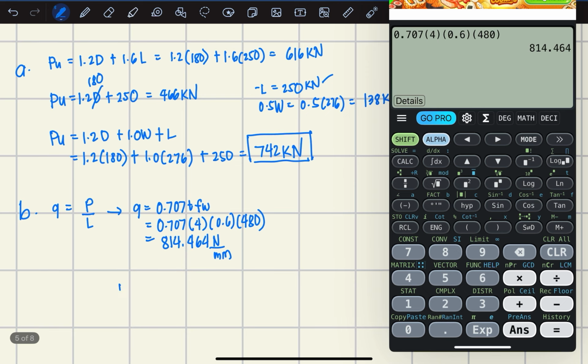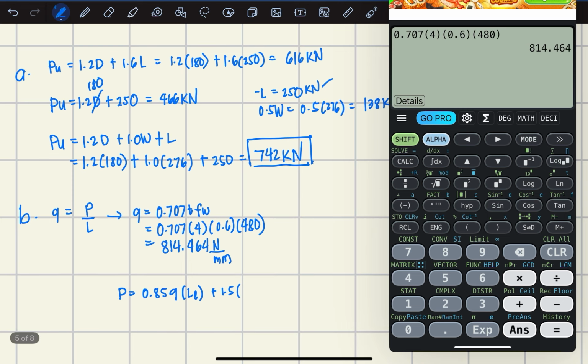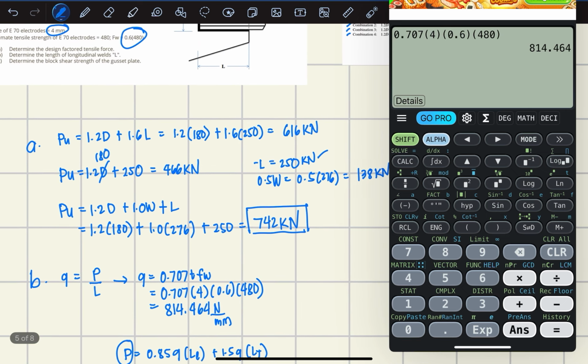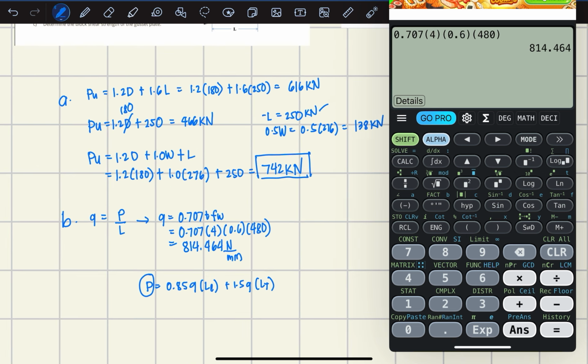So P is equal to 0.85 times Q times the longitudinal length plus 1.5 times Q times the transverse weld. What we will use there, class, for P is the 742 kilonewton that we solved, because that is our factored tensile force.